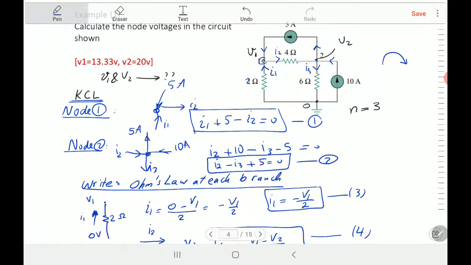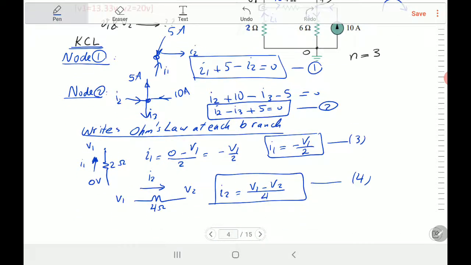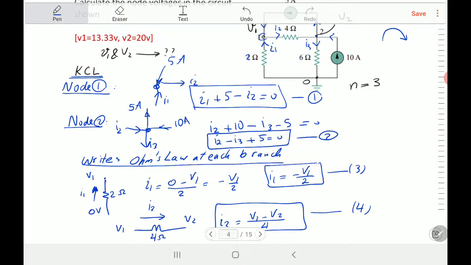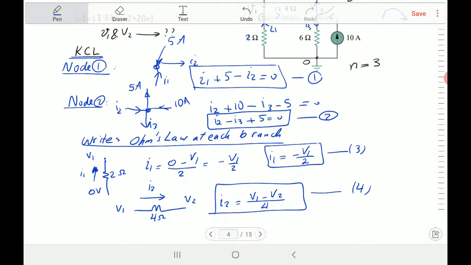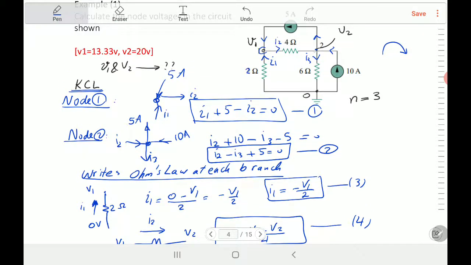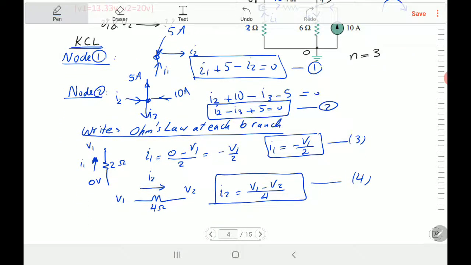So what's left? The 6 ohm. Can you write it directly? You have V2 here and 0 here, and going in this direction will be V2 minus 0 over 6. That's I3. I3 is equal to V2 minus 0 over 6. That's equation number 5.